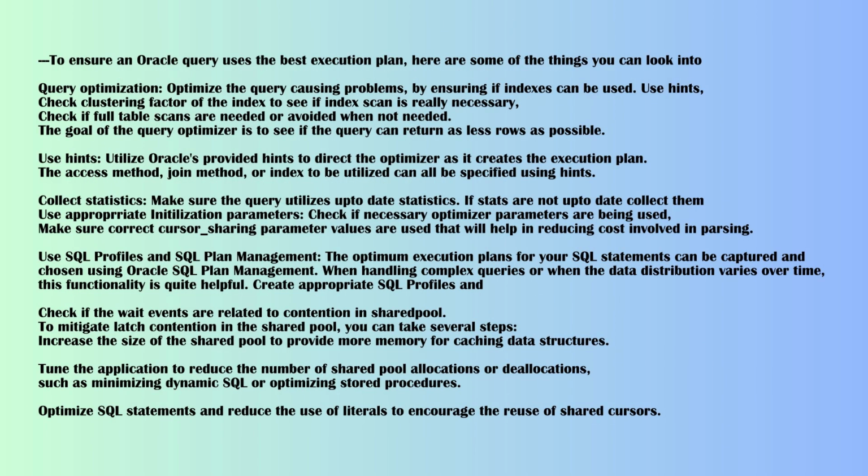To ensure an Oracle query uses the best execution plan, you can take the following steps. Query optimization: start by improving the query itself. Make sure you've constructed the query as effectively as you can by using only the relevant columns, using the right indexes, and eliminating subqueries when you can. Check the clustering factor of the index, compare it to the number of rows, and check if full table scans are needed or avoided when not needed. The goal of the query optimizer is to see if the query can return as few rows as possible.